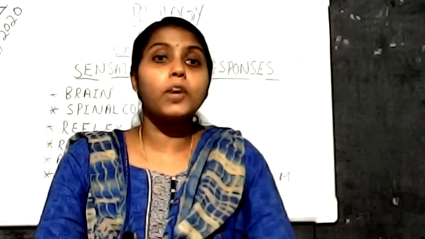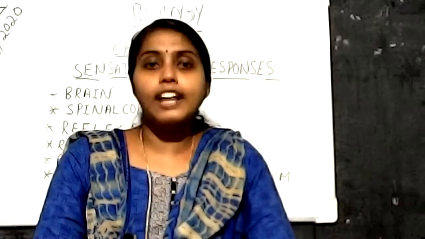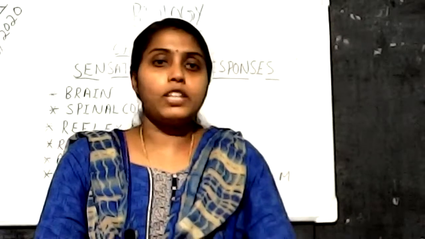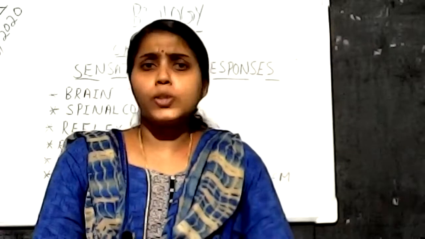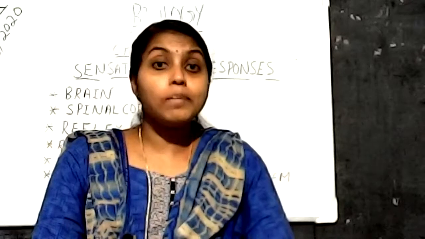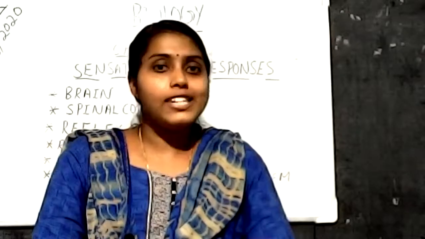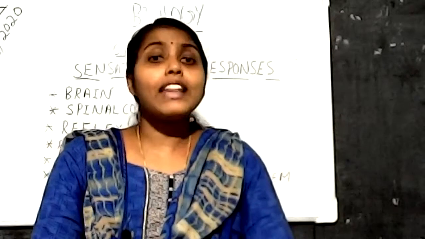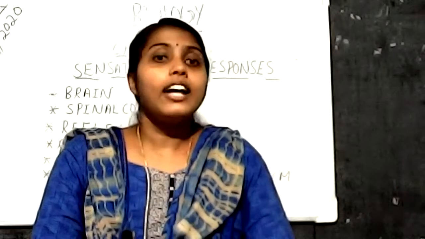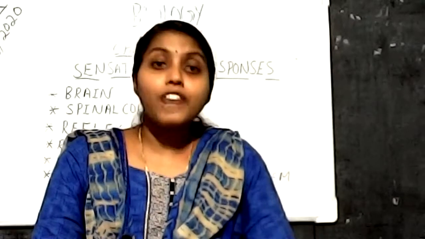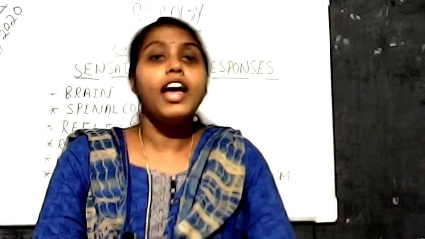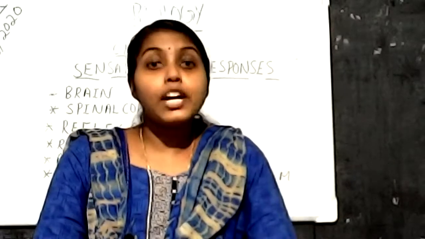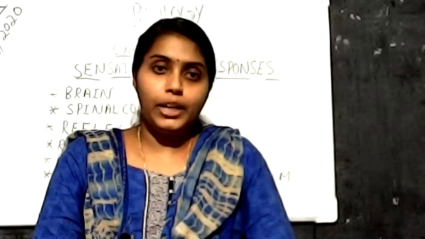Our brain is protected inside the hard skull. Like that, the spinal cord is protected inside the vertebral column. And the spinal cord is also covered by a three-layered membrane called the meninges. Is it clear for you? The center of the spinal cord is known as the central canal, and it is filled with cerebrospinal fluid.